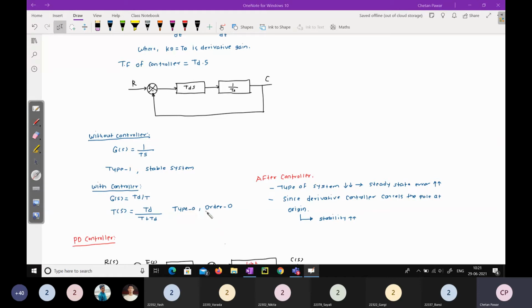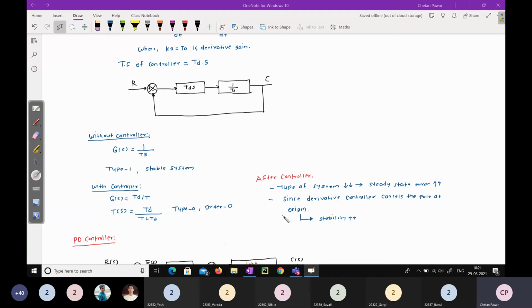As we have seen, if the system type increases, steady state error decreases. But if system type decreases, steady state error will increase. For example, if initially for a unit step signal we are getting zero steady state error for this system, now we will get a finite steady state error after inclusion of the controller. That is the effect of the derivative controller.